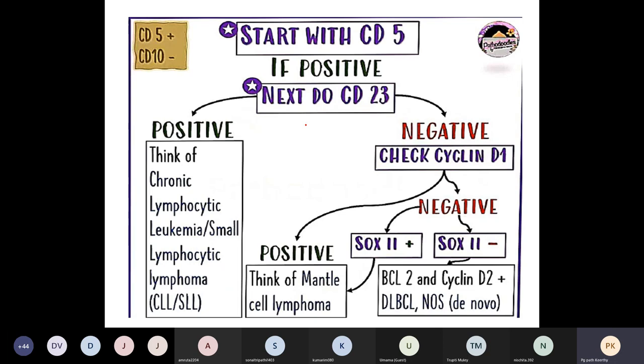So what the article says is, we should consider CD5 first and look for CD10, whether CD10 is positive or not. If CD5 is positive and CD10 is negative, then go for CD23. Then see whether CD23 is positive or negative. If it is positive, think of CLL. If it is negative, think of mantle cell lymphoma and go for cyclin D1. Cyclin will be positive in mantle cell, whereas negative in DLBCL and others. Then again, we do SOX11. So you can follow this flowchart.